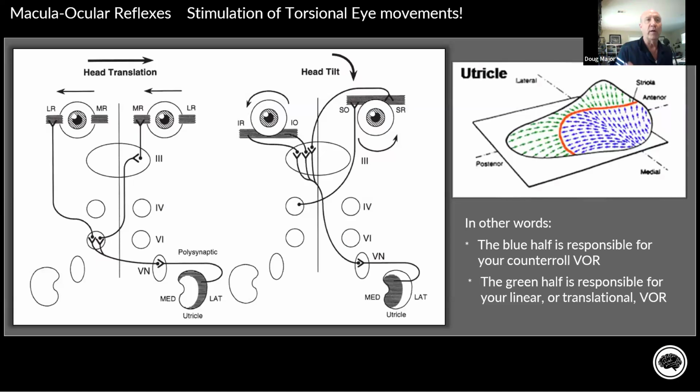So the blue part is part of the counter roll, and that's the part that does the torsional movement as we move our head. This is something we really haven't explored: using the vestibular system to drive these types of intorsions that we notice when we do our eye binocular tests.